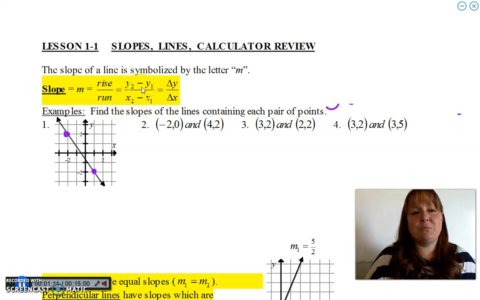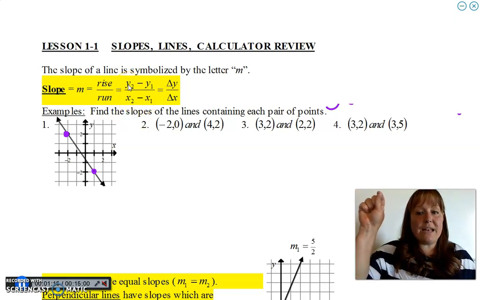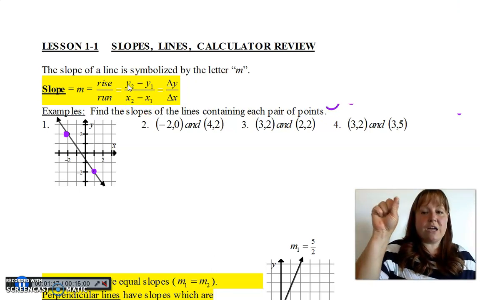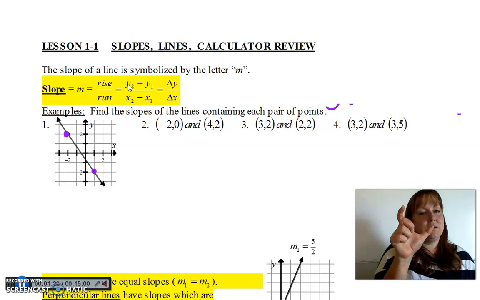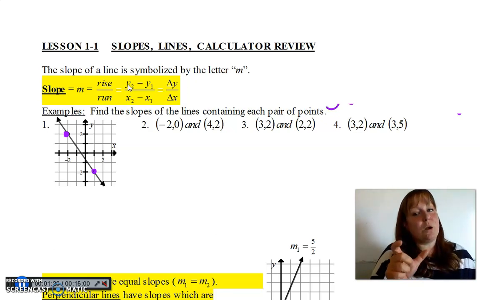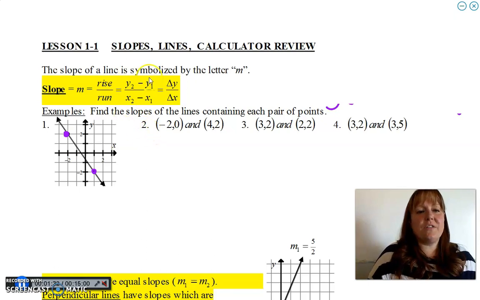It's just y2 minus y1 over x2 minus x1. This just means, hey, let's take where we ended and subtract where we started. So we're going to find the distance between where we ended and where we started on the y, and then we're going to divide that by the distance between where we ended and where we started on the x. And we're just going to make that into a fraction. So that's all that this is.